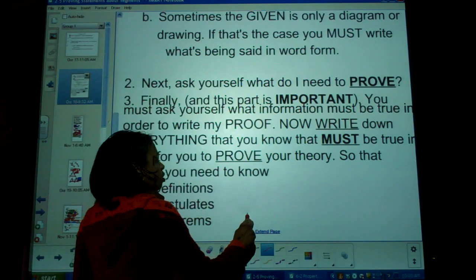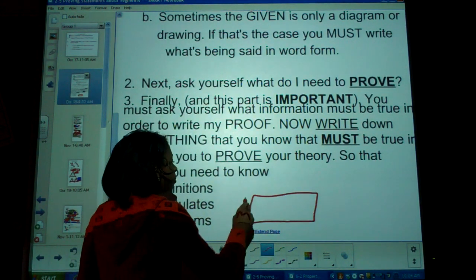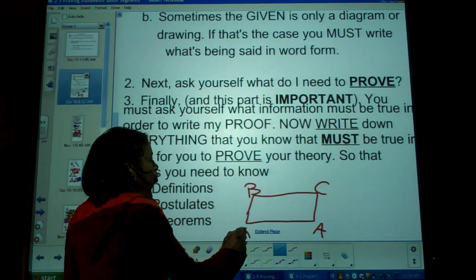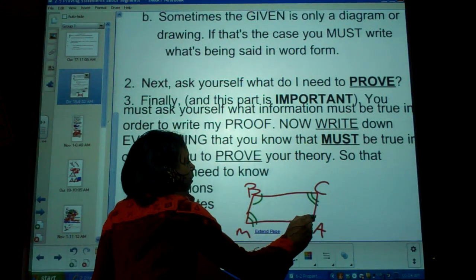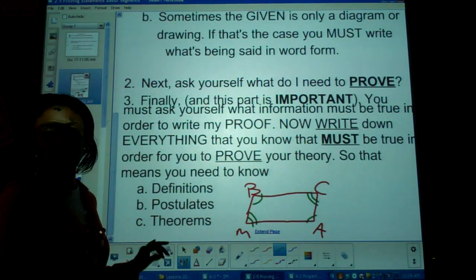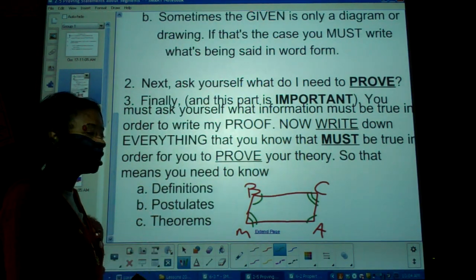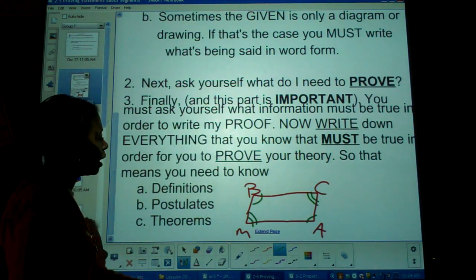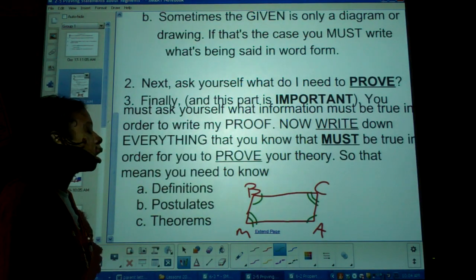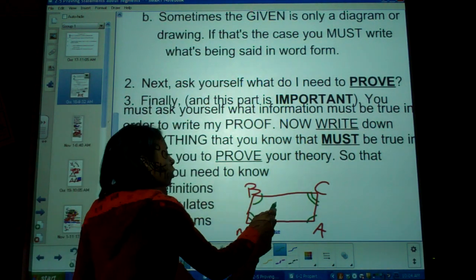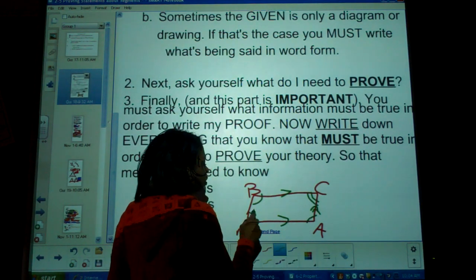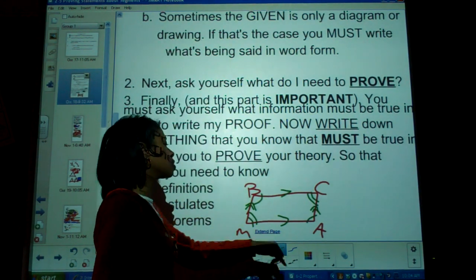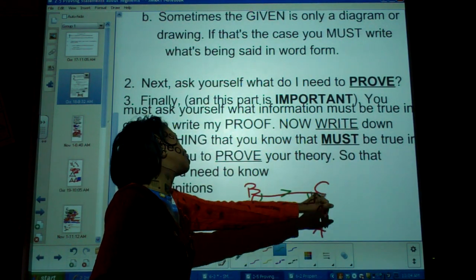So back to that example where I just drew a parallelogram MBCA, and if they told me that the opposite angles are congruent, I start immediately thinking about what theorems and definitions, 6.7, 6.8, 6.10, work in here for this particular proof to be true. I know that opposite angles are congruent on a parallelogram. What a parallelogram means is that these two sides are parallel to one another, and these two sides are parallel to one another. So BC is parallel to AM, and BM is parallel to AC.